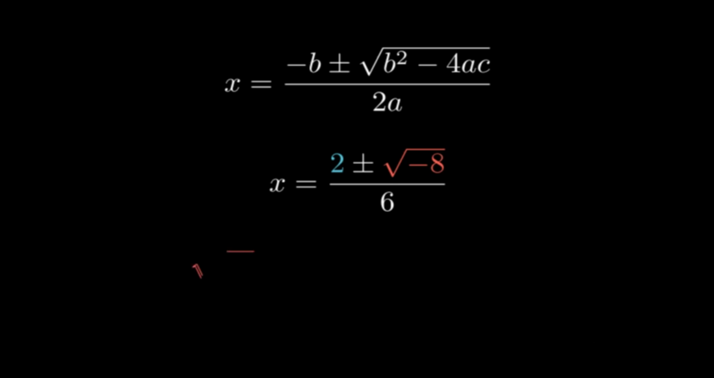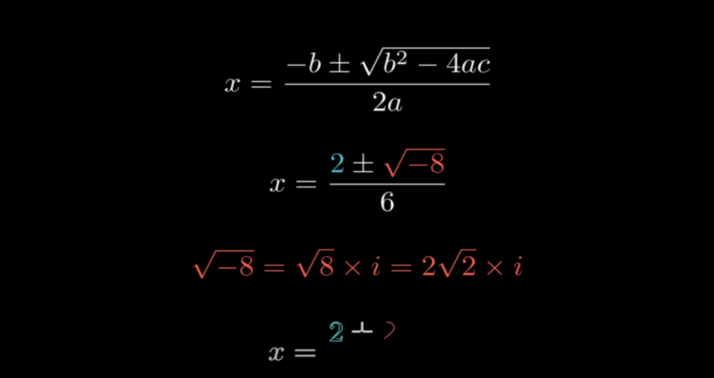Now we encounter the square root of negative 8, which doesn't have a real number solution. This is where complex numbers come in. We can rewrite the square root of negative 8 as the square root of 8 times i, where i is the imaginary unit defined as the square root of negative 1. We can further simplify the square root of 8 as 2 times the square root of 2, making our expression 2 times the square root of 2 times i. We substitute this simplified form back into our equation.